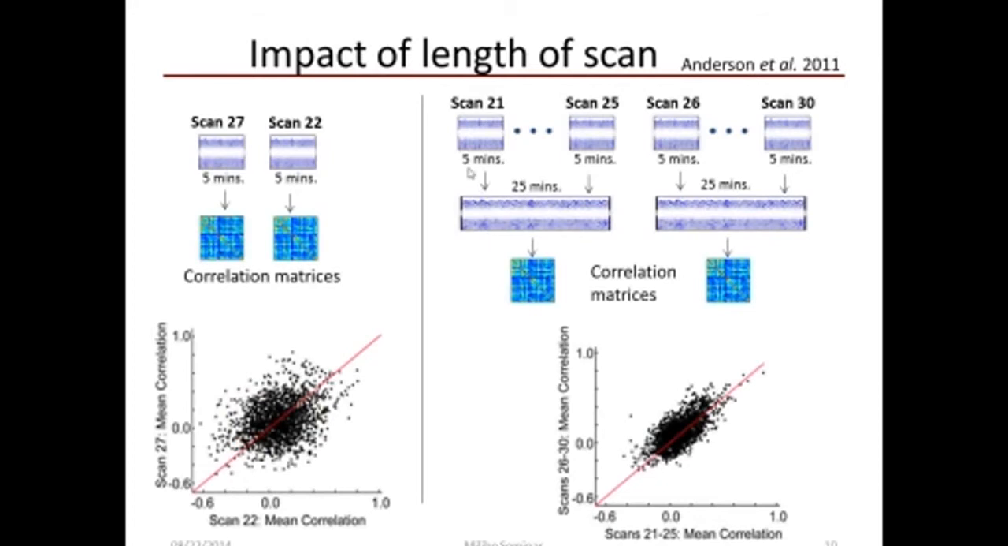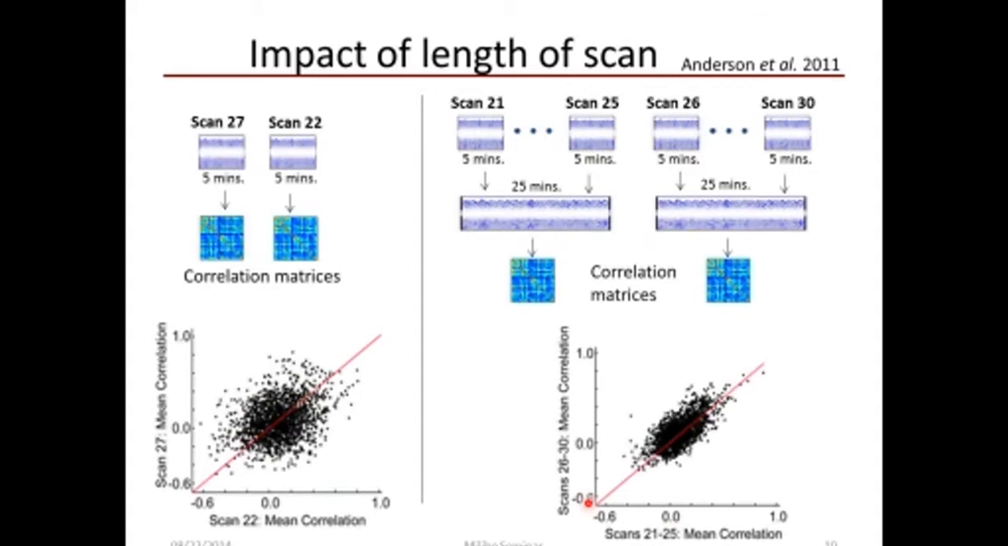On the other hand, they combined 5 different scans to get a long 25-minute scan. This is not one scan, but appended 5-minute scans. And then they computed the correlation matrix. They repeated this with a different set of 5 scans, again computed the correlation matrix, and then compared the correlation values. Here you see that they are much more linearly aligned than in the previous case.